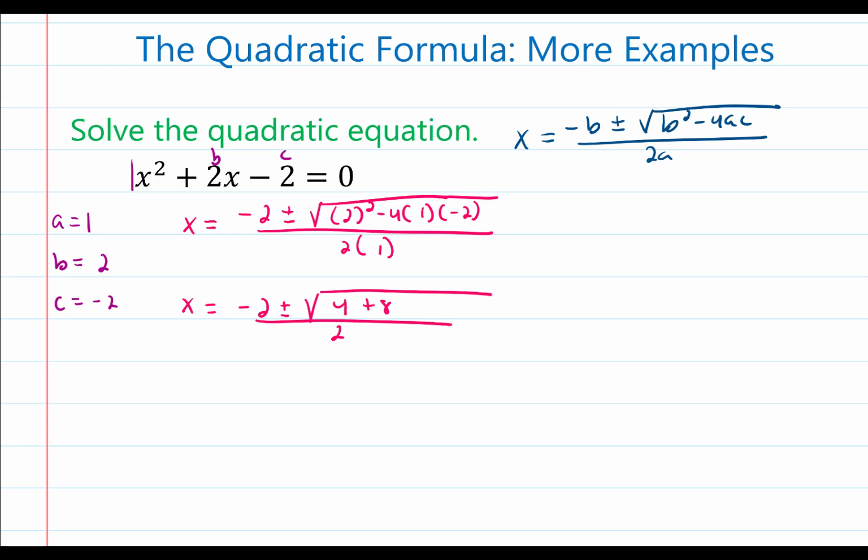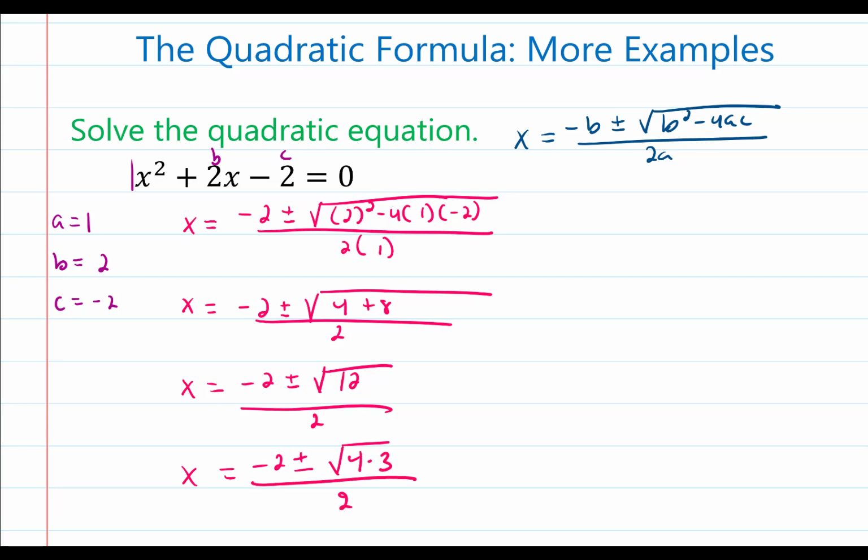Now let's continue to simplify the expression under the radical. So it's negative 2 plus or minus the square root of 12 all over 2. Now we're not done here, because we do need to simplify the radical. We need this in its simplest form. So first, we're going to break up 12 into its factors, and one of the factors needs to be a perfect square. So it'll be plus or minus the square root of 4 times 3, still all over 2.